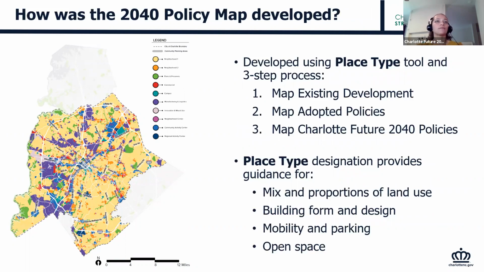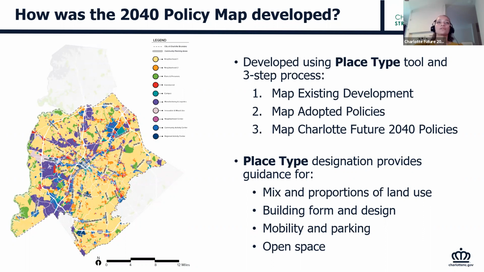So how was the policy map developed? It was developed using a tool called place types in a 3-step process. Place types is a new form of looking at land use. It's more holistic than what we use today, which is the future land use map, which typically only gives us use and then density in some areas. The place types, by comparison, are more holistic in that they provide a mix and proportions of land uses. They also inform building form and design, and they include guidance on mobility and open space.